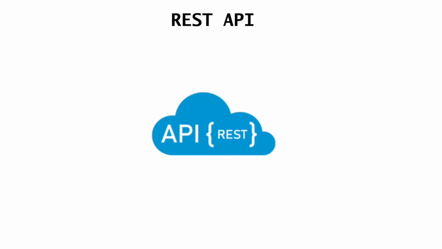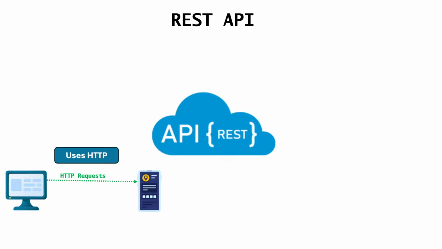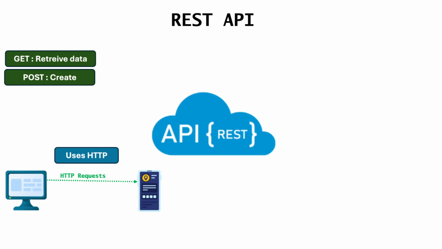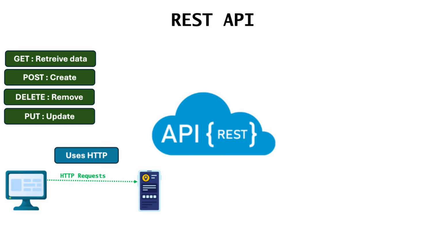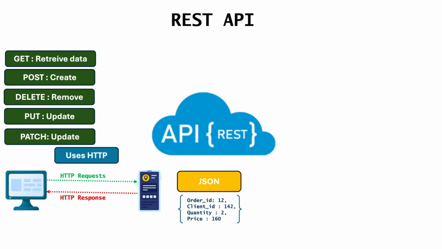Let's take a closer look at a REST API, one of the most common ways clients and servers communicate today. REST defines a structured way for applications to exchange data over HTTP. In a REST API, the client sends an HTTP request. For example, a GET request to retrieve data, or a POST request to create something new. The server receives that request, processes it, and sends back a structured response, usually in JSON format.